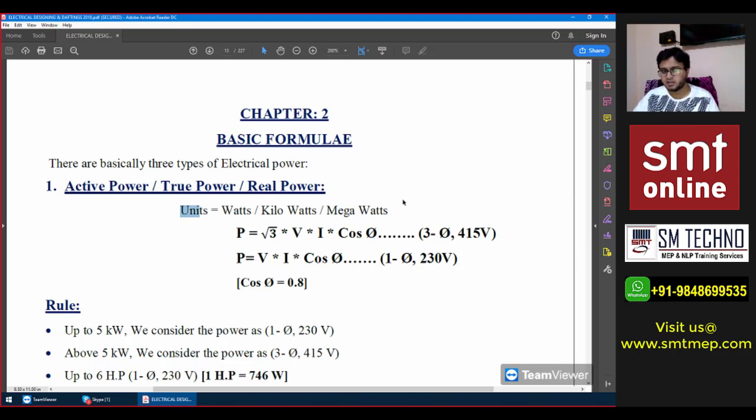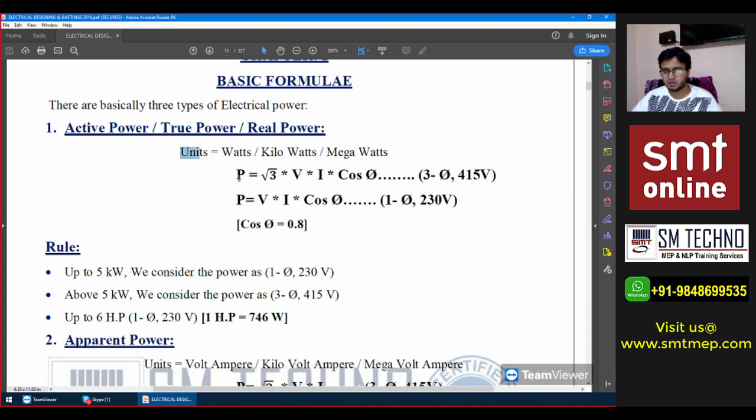I'm using a fan. At the end, the fan is also measured in wattage, and the fan also consumes power. So in short, these are your active power equipment, and the formula for active power is P equal to root 3 VI cos phi for the 3-phase system.